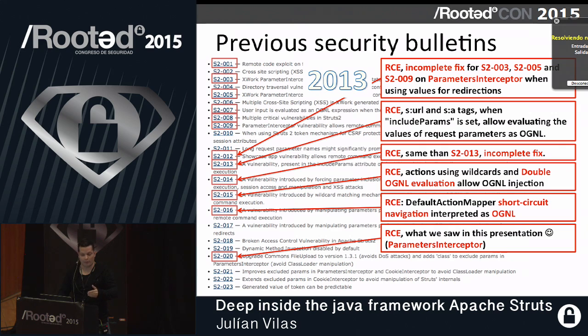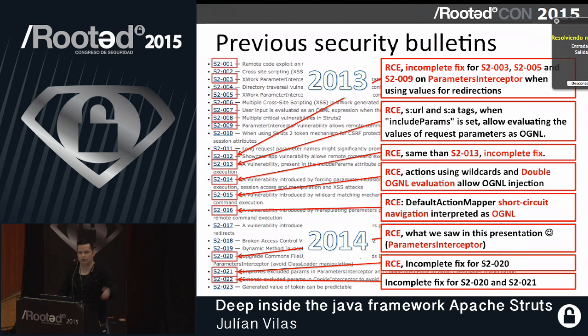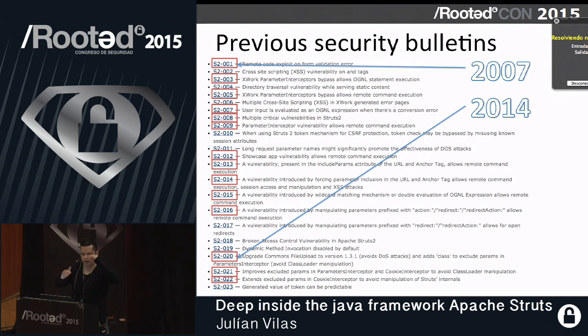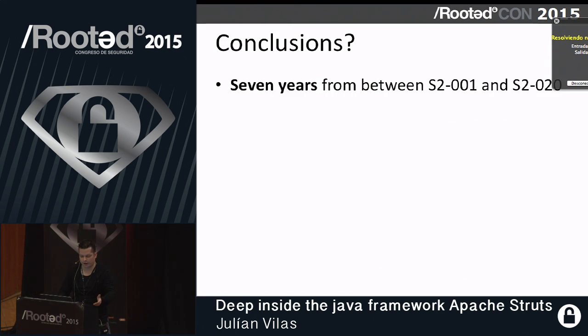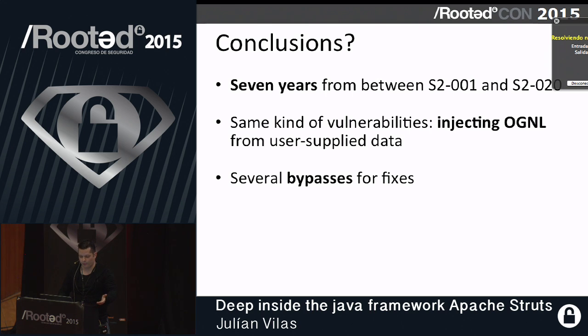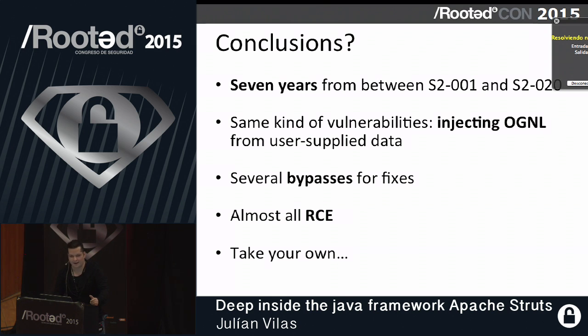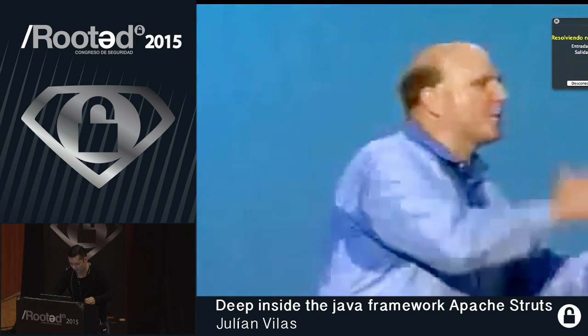So, user's information, the 20 is what we have just seen. 2014, the same problems with parameters interceptor and with OGNL, and then the next two are incomplete fixes on the previous bulletins. So here we see remote execution of OGNL code. All these modules with Metasploit, 7 years have gone by. And then, well, conclusions. You can draw your own conclusions. And now, I would like to give some support to the developers of Struts.